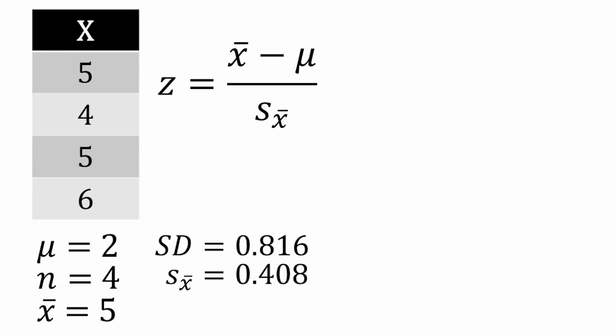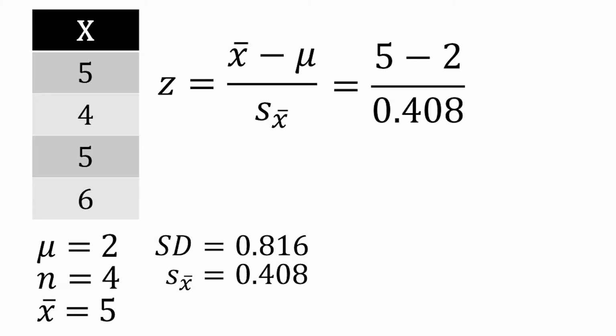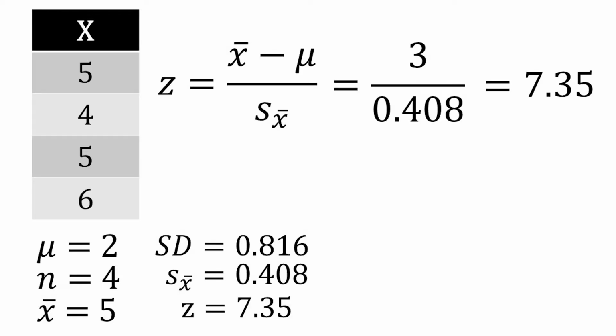Now we can calculate our value of z that we observed. Z equals x bar minus mu divided by the standard error. If we plug in a few numbers here, we get 5 minus 2 divided by 0.408, which is 3 divided by 0.408, which is 7.35. So our z equals 7.35 for this sample.